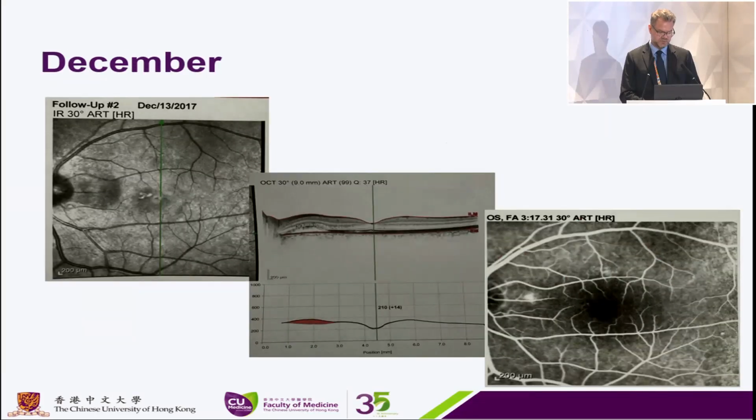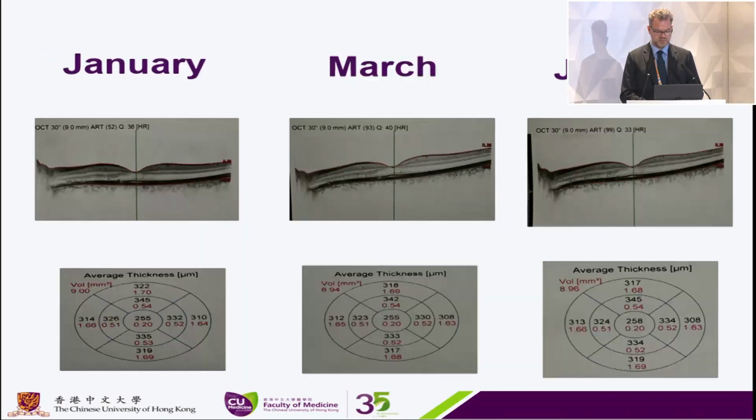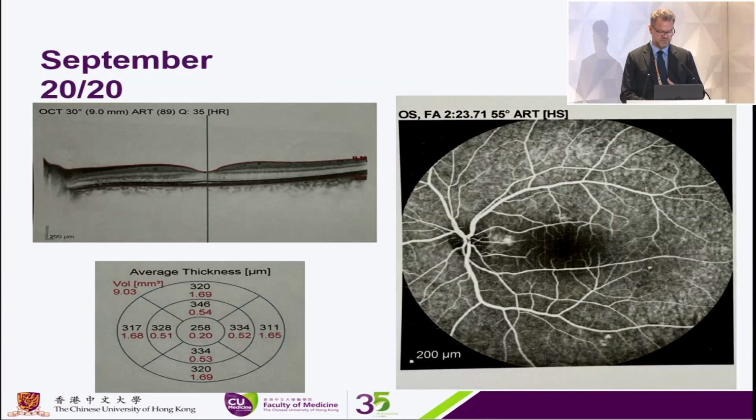There was a small recurrence once again a couple of months later. Again, the same area was leaking, and a further micropulse laser was done, and the retina remained dry for the duration of the future visits, with an end result of 20/20 unaided and a dry macula.